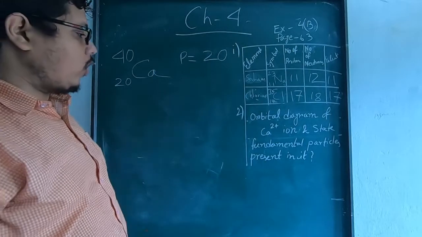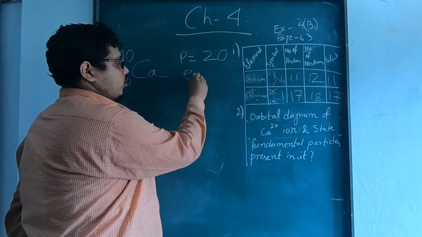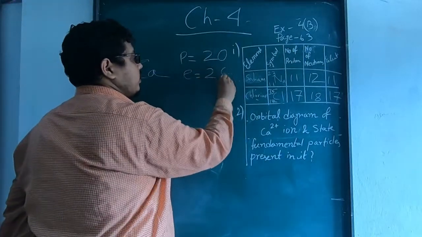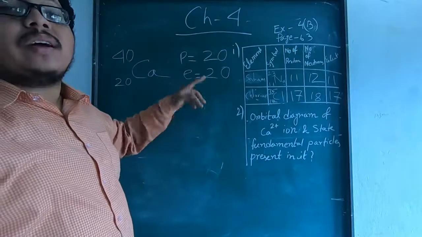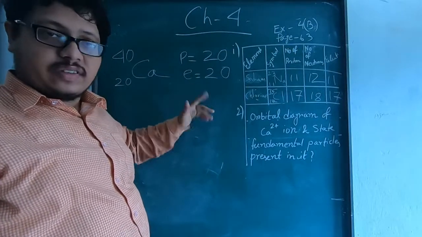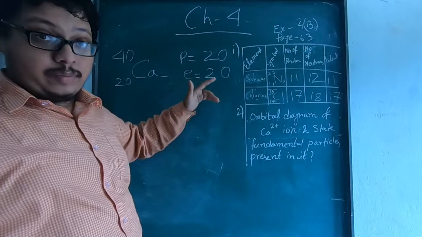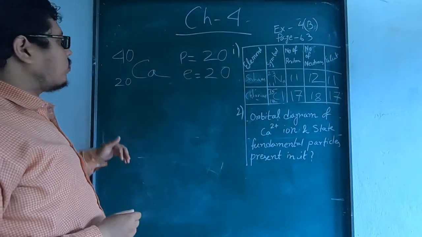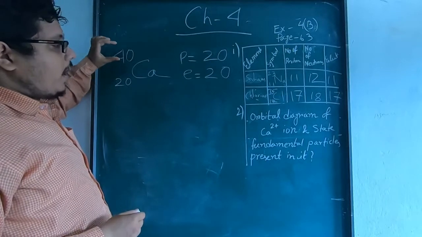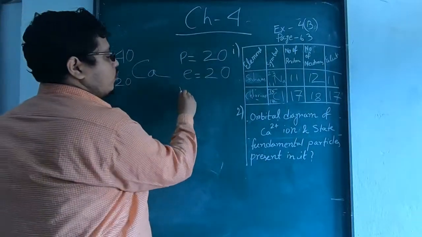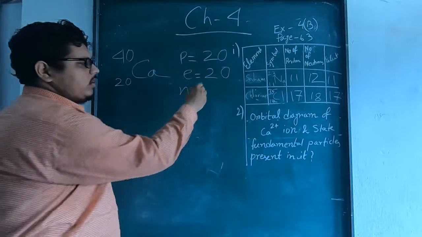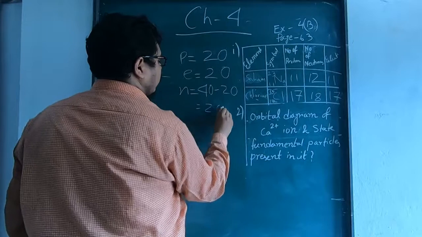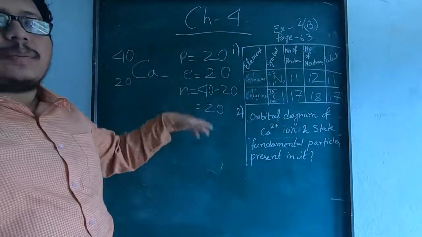Next, let's talk about the number of electrons. That is also how much? 20, is it not? Because both of them are always the same in a neutral atom. Atom is neutral, remember. But now the next thing is the mass number is 40. So to find the number of neutrons, you have to subtract 40 minus 20. That also comes to be 20. So we know the fundamental particles.